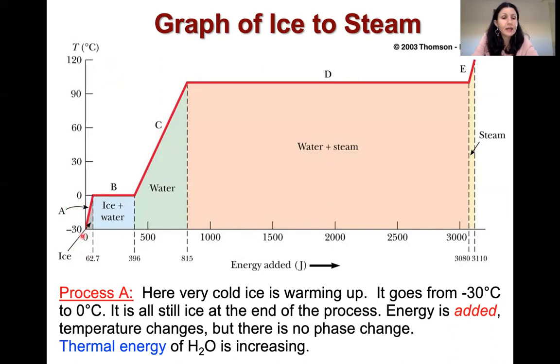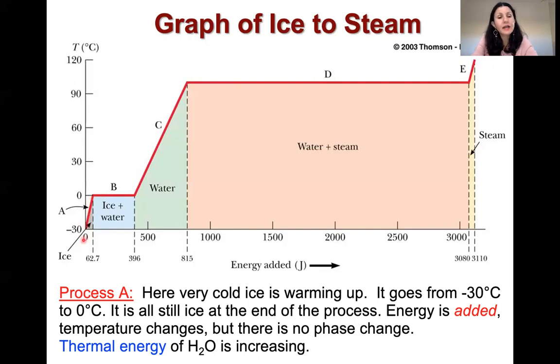So process A. Here we just happen to choose our starting position as a piece of ice which is very cold, at minus 30 degrees Celsius. And process A describes that piece of ice going from minus 30 and warming up to 0 degrees Celsius, which is the melting temperature or the freezing point. It has various names for H2O. So that's the temperature exactly when the ice will start turning into liquid water.